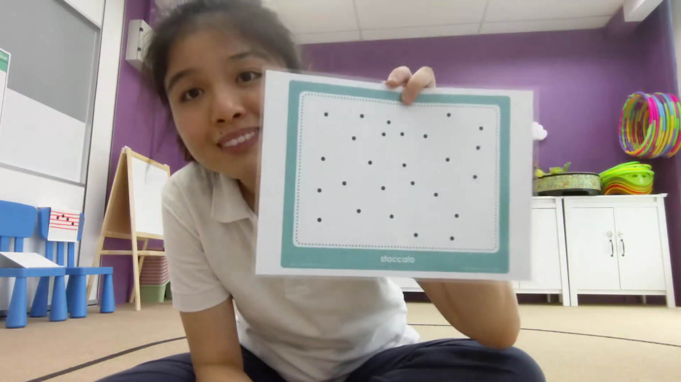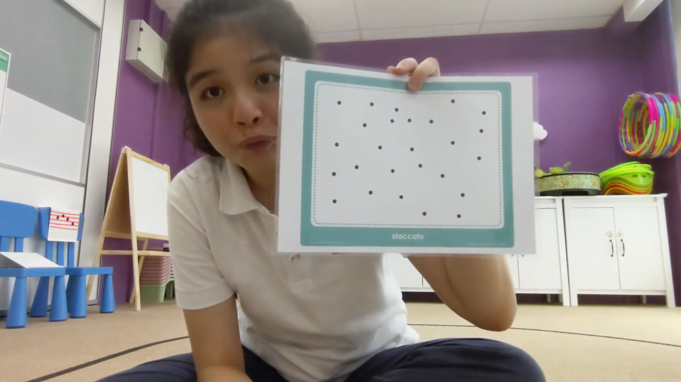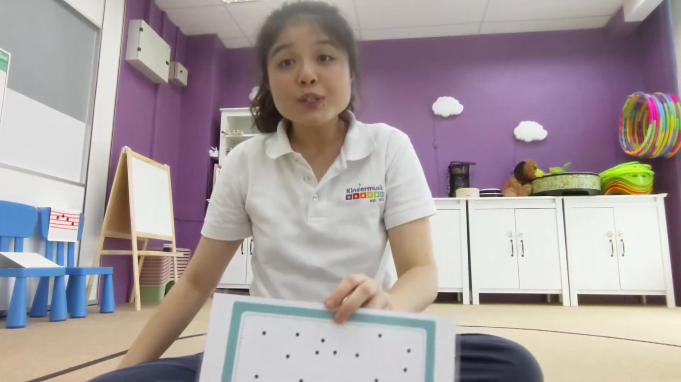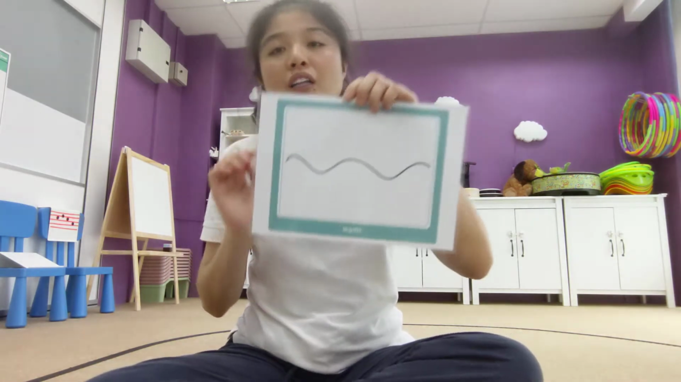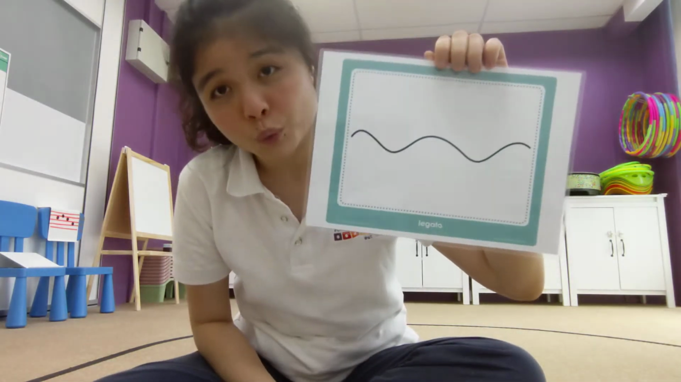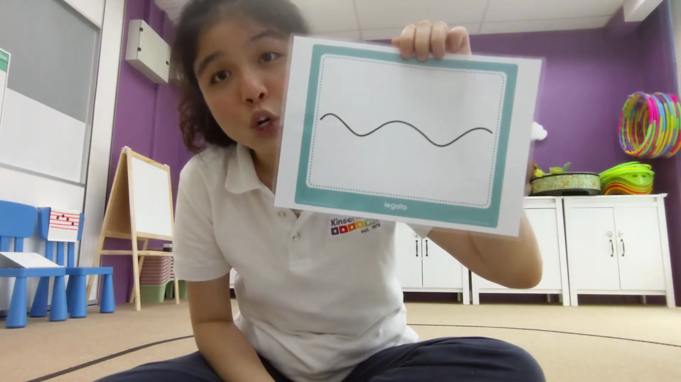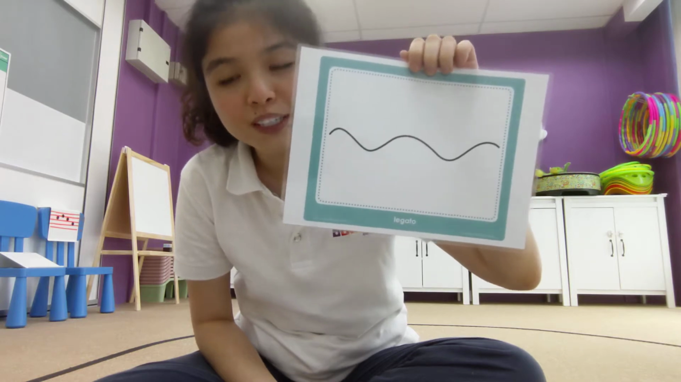Very good, children. Hello. Today we're gonna learn short and long music. In music, when the music is short and fast, we call it staccato. Staccato. When the music is long and smooth, we call it legato. Legato, long and smooth music.